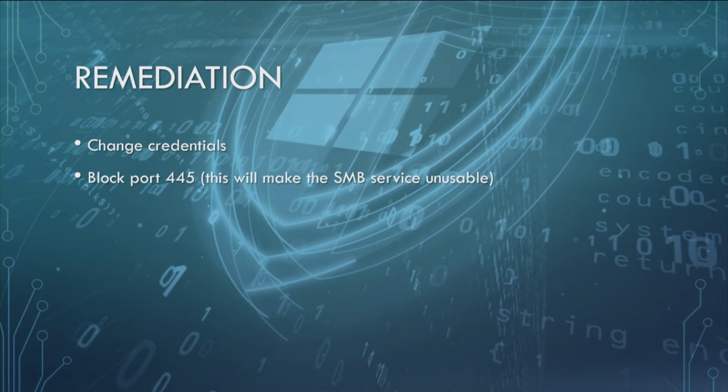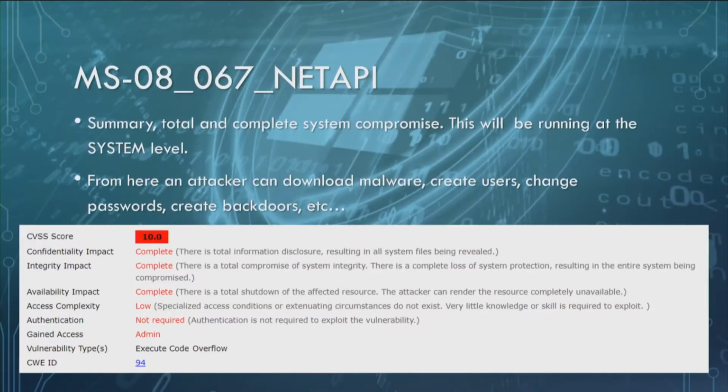Block port 445. Essentially, this is going to render your SMB service unusable. So you only want to block port 445 if your computer doesn't need to utilize the SMB service at all. Basically, if there's a client machine that's just on the network and you don't need to do anything with it, then leave it like that.